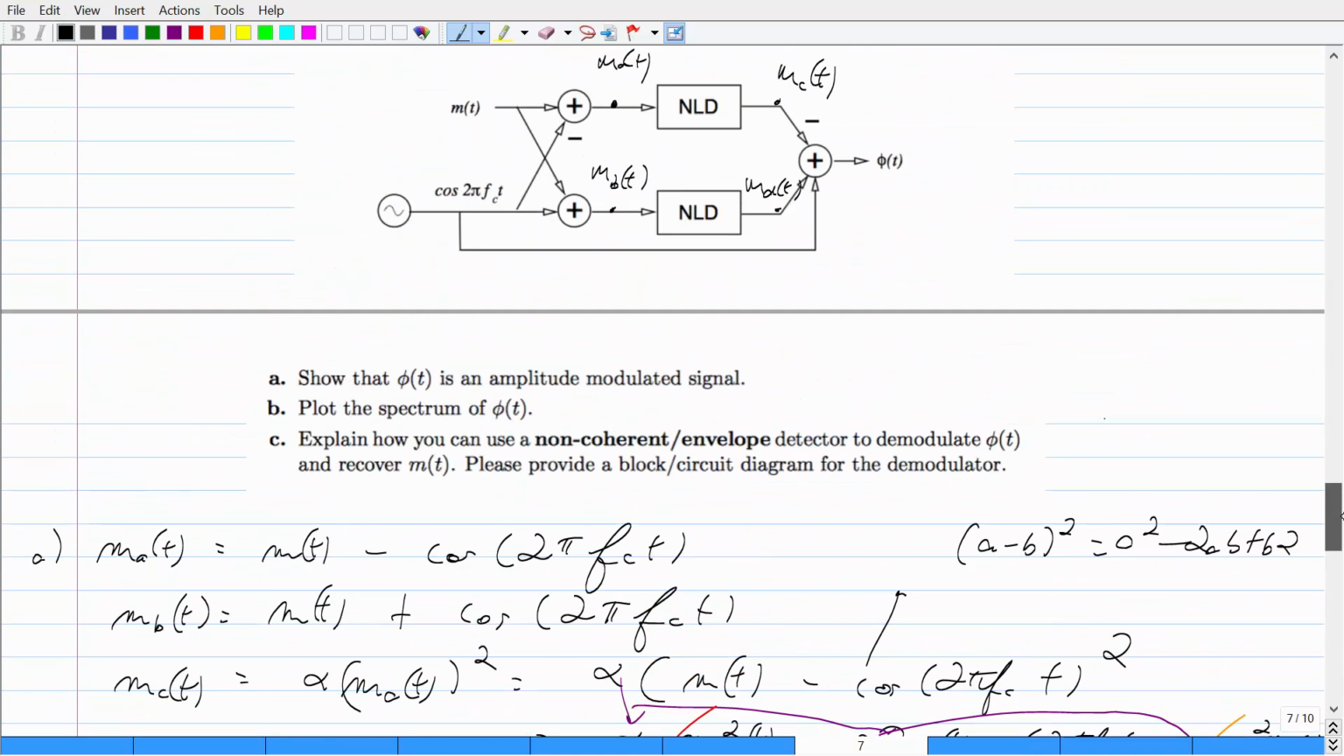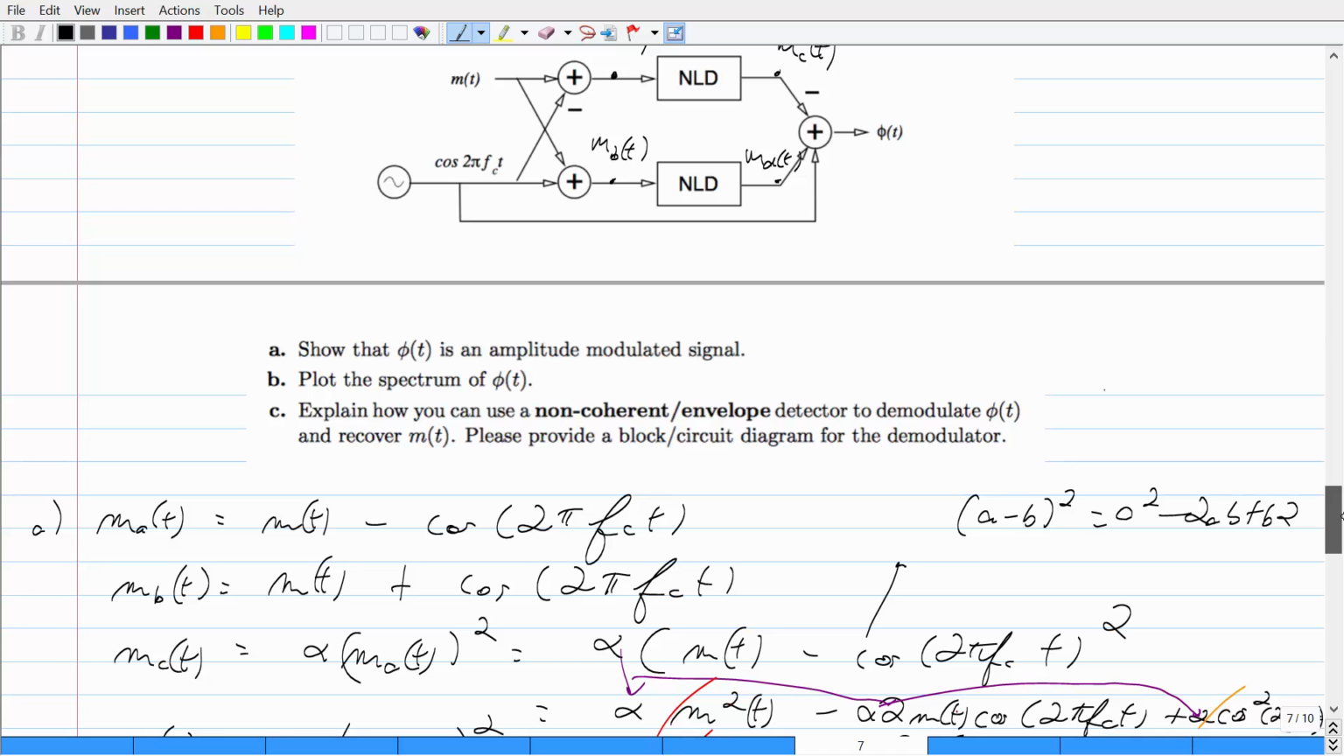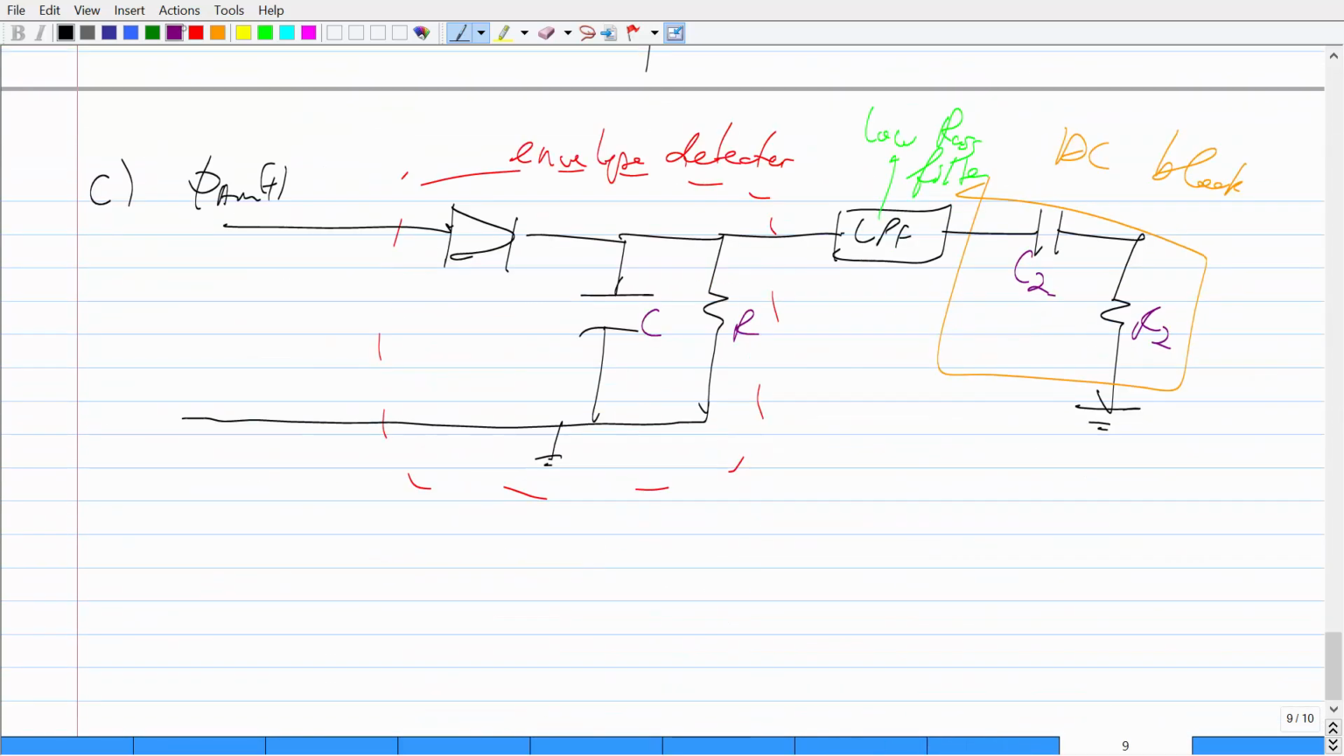That's really it. Explain how you can use a non-coherent detector, and provide a block diagram. So that's pretty much all you do. Those 3 components make your non-coherent detector. You have an envelope detector, a low-pass filter, and then a DC block, and that's it. Okay, yes?